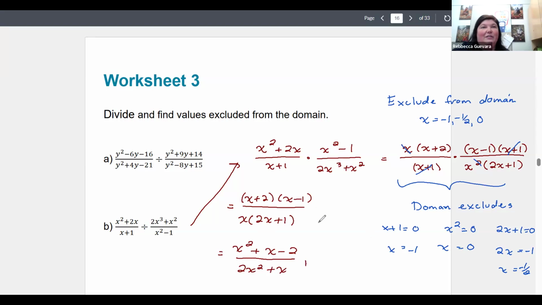And what we see here is that we still see that x cannot be 0, and we still see that x cannot be -1/2. So it's this -1 that disappeared. So we just say x also cannot be -1.